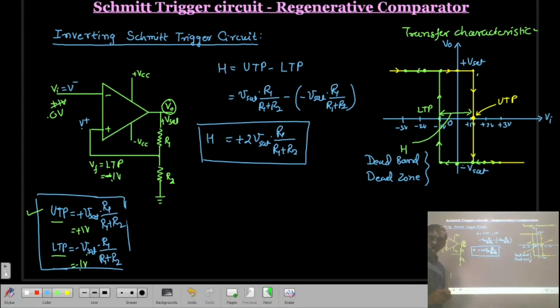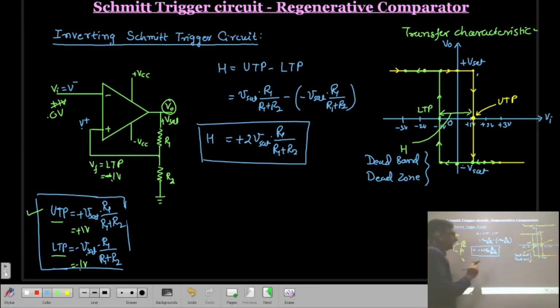Now, what is the importance of this hysteresis? If the amplitude of the noise is within the hysteresis voltage or less than the hysteresis voltage, you will not get a false triggering, because in that case the output of the comparator will remain in the previous state. Again, if the amplitude of the noise is less than my hysteresis voltage, then the Schmitt trigger output is not going to change. It will remain in the previous state. So you can avoid false triggering in a comparator circuit.